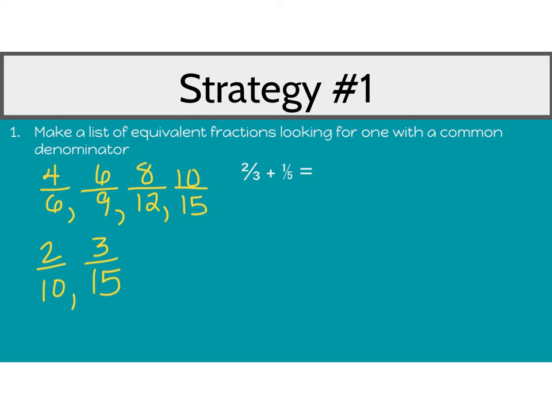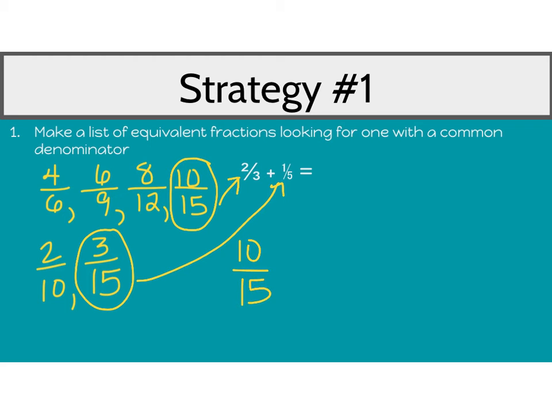So what we'll do is we'll take this 10/15, which we know is equivalent to 2/3, and the 3/15 is equivalent to 1/5. And now we're going to make a new equation. And then we're going to add our numerators, 10 plus 3, which gives us 13. And remember, we do not add the denominator. So there you have it. This is strategy number 1, finding equivalent fractions and looking for a denominator that they have in common.